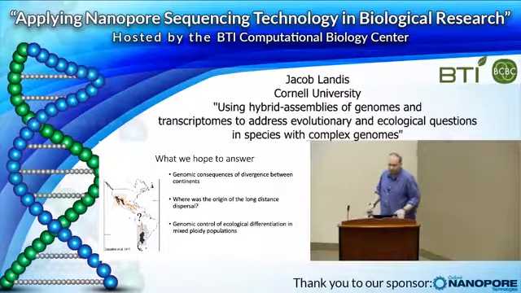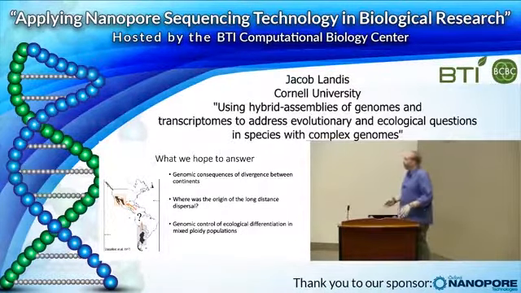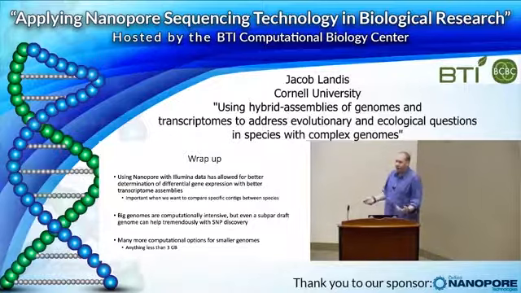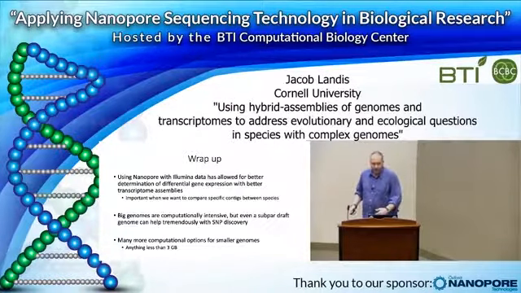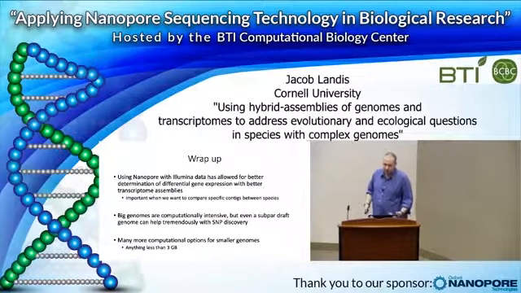All right, so just to wrap up. Using the Nanopore with Illumina data has allowed for better determination of differential gene expression in the transcriptome assemblies when we're trying to find which parent the genes come from. The big genomes are computationally intensive, but even a subpar draft genome can help a lot, depending on what your question is. And then there are many more computational options when it comes to small genome things.